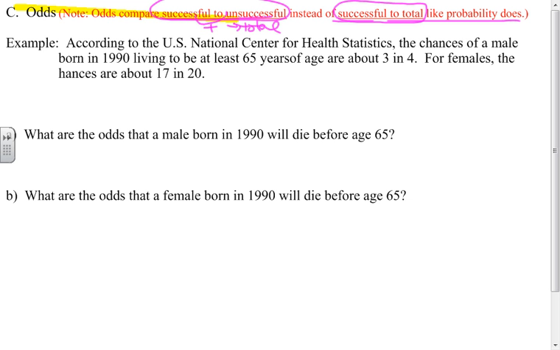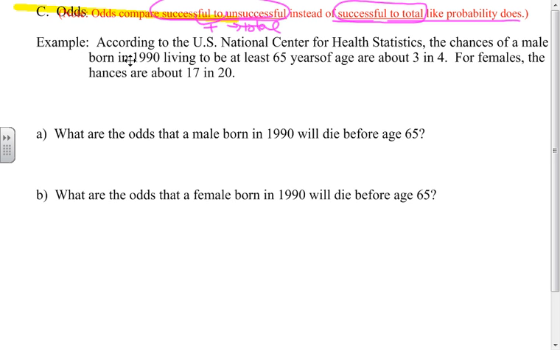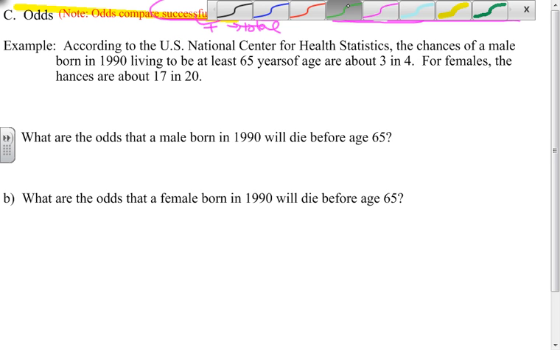So according to the U.S. National Center for Health Services, the chances of a male born in 1990 living to be at least 65 years of age are about 3 in 4. Keywords here: living, 3 in 4. So this is the probability of being alive, which is 3 out of 4. For females, the chances are 17 in 20. So for women, the probability of being alive is 17 out of 20.